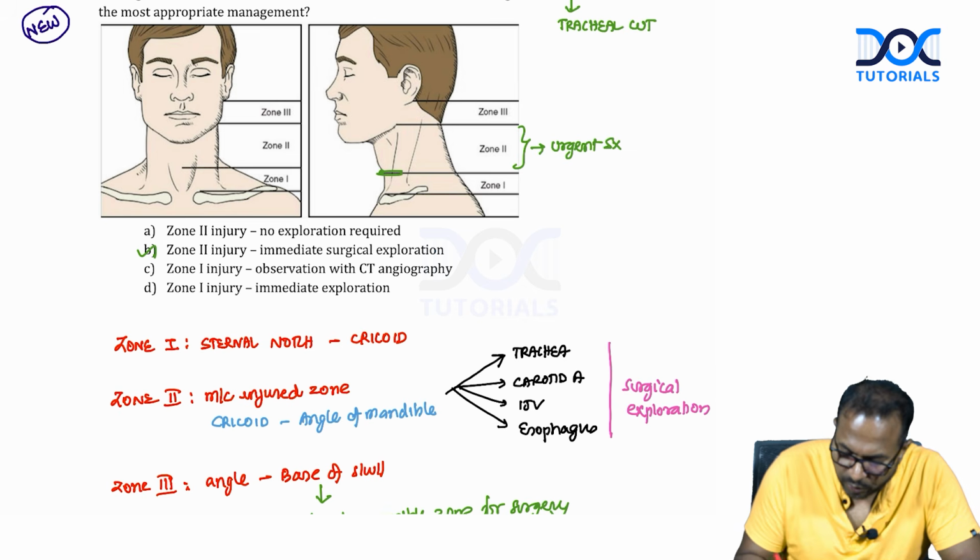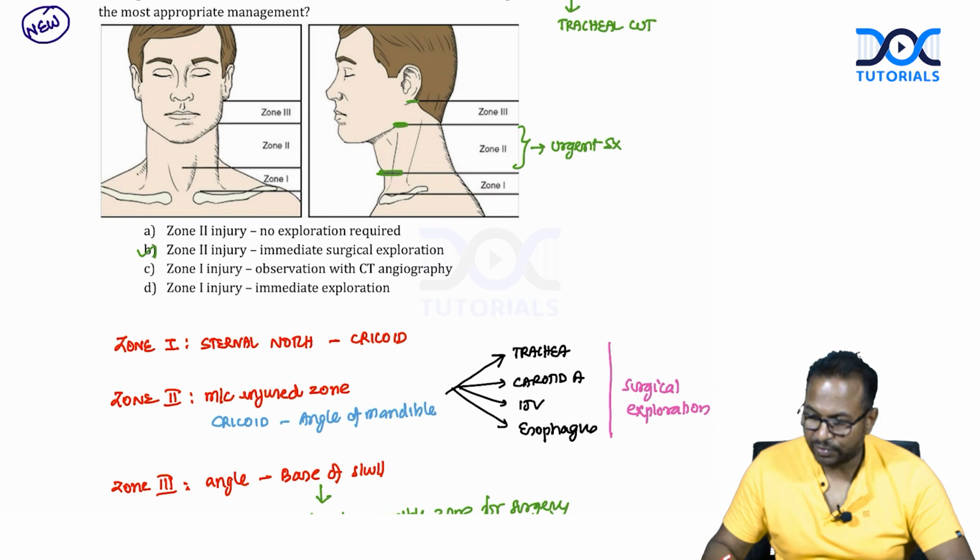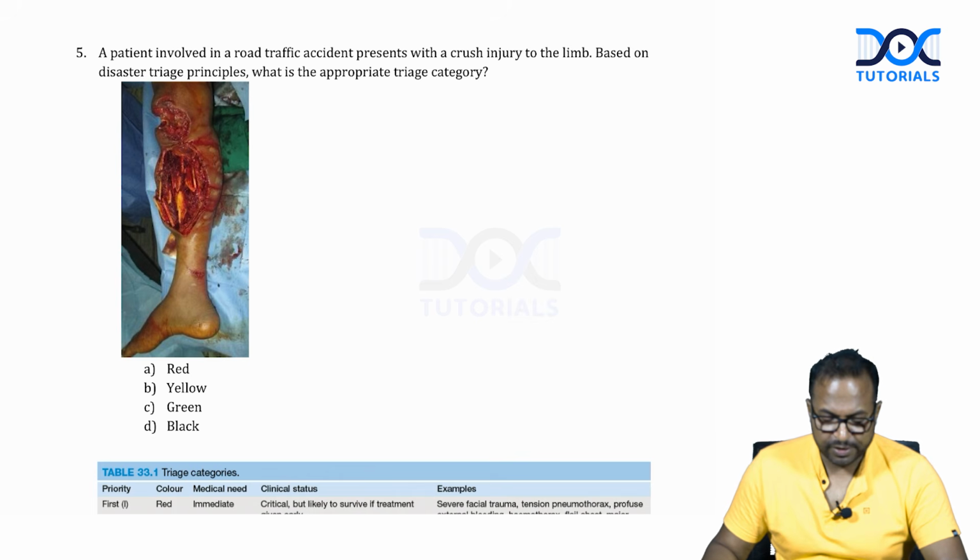Zone 2 is from cricoid to angle of mandible. Angle of mandible to base of skull is zone 3. Okay, don't forget this basic question. The 4th is a new question. The 5th is a repeat concept.